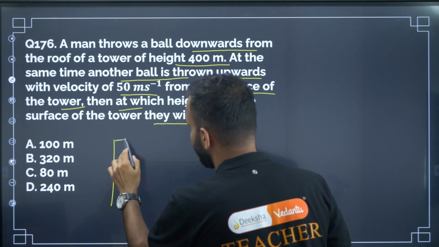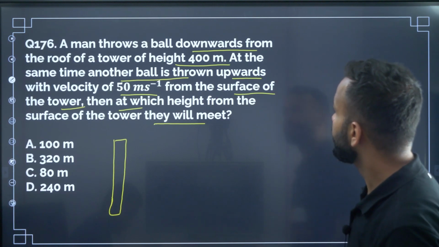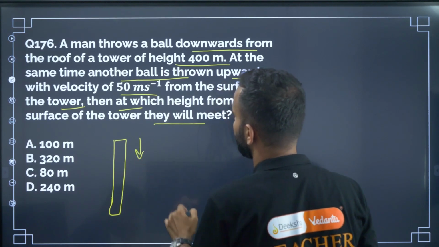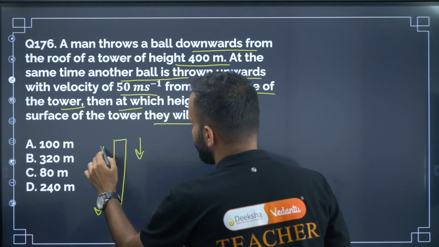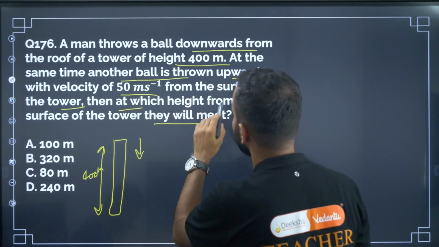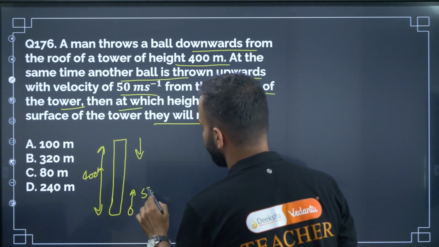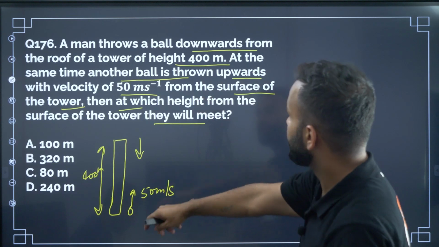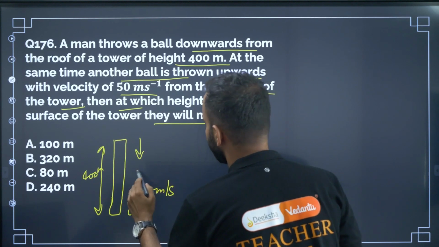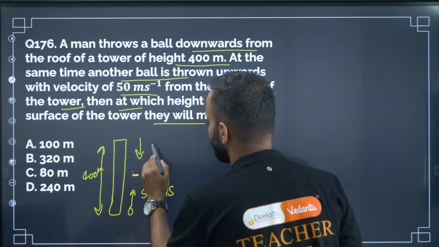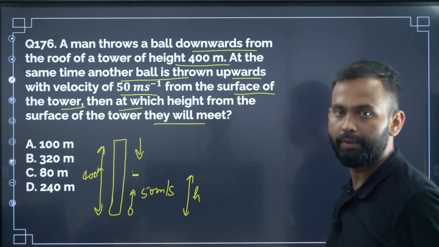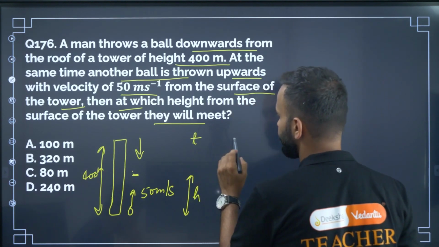Okay, so here this is the tower. A man throws a ball downwards from the roof of a tower. The height of the tower is 400 meter. At the same time, another ball is thrown upwards with the velocity 50 meter per second from the surface of the tower. Then at which height from the surface of the tower they will meet again? So let's say at height h, both balls will meet, at time t also.